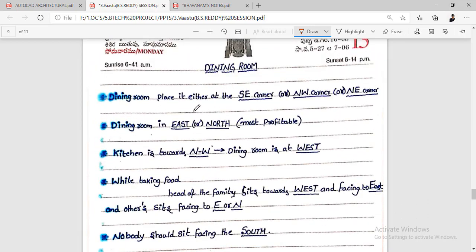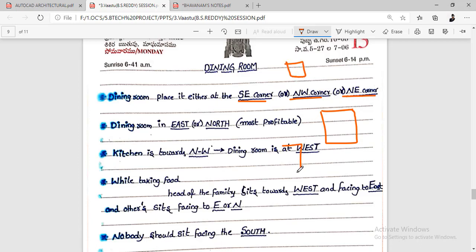And the dining room is placed either in the southeast corner or northwest corner or northeast corner. As per the kitchen you can decide the dining room. If the kitchen is somewhere here, you can't provide the dining room right there. You need to place it somewhere near, at a short distance, so you can carry all these food items to the dining hall. So you need to provide a dining room beside this kitchen. Okay, so no need to think about some vastu.